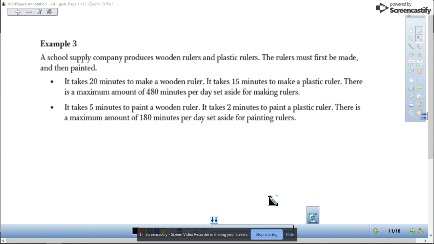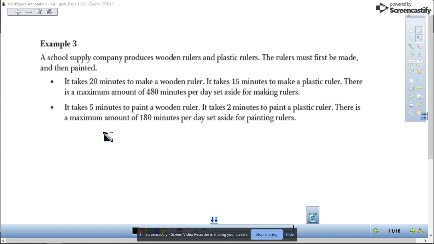All right, we're going to do example 3 and 4 together as well because they relate to each other for this particular lesson. So example 3, it says a school supply company produces wooden rulers and plastic rulers. The rulers must first be made and then painted. Okay, so we got two different scenarios here. In the first scenario, it takes 20 minutes to make a wooden ruler. Okay, so we got wooden rulers, and then it takes 15 minutes to make plastic rulers. There's a maximum of 480 minutes per day set aside for making rulers, right?